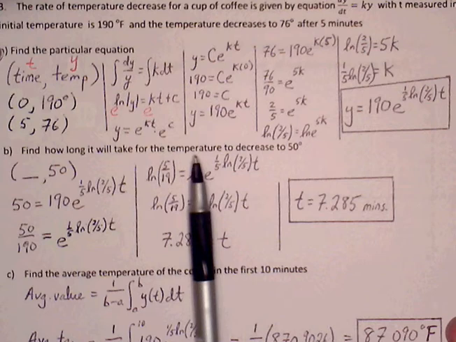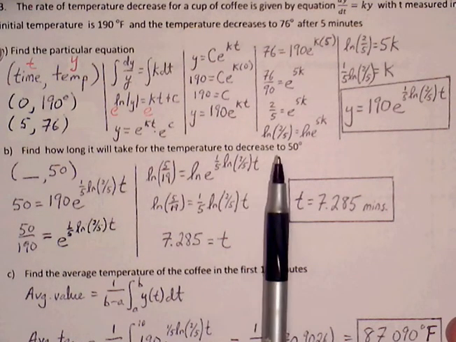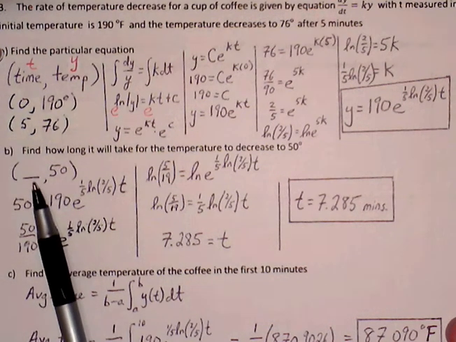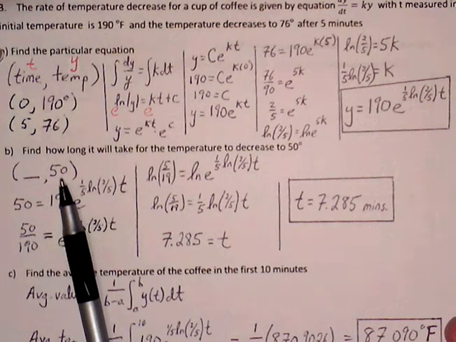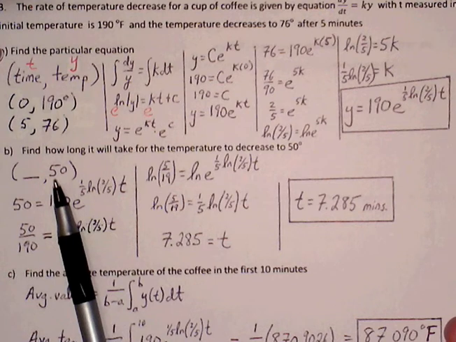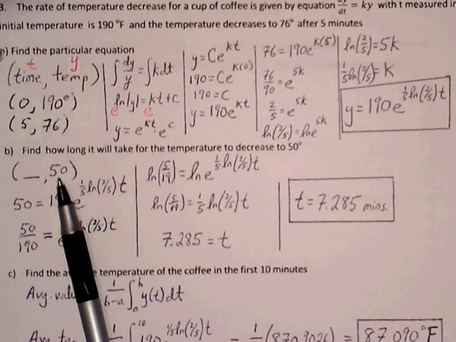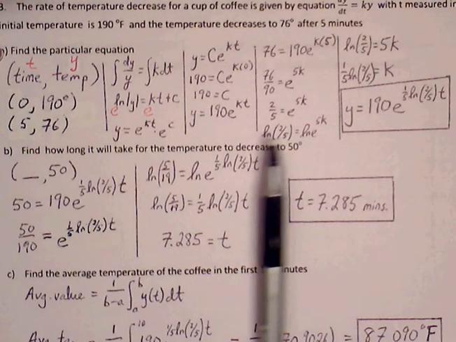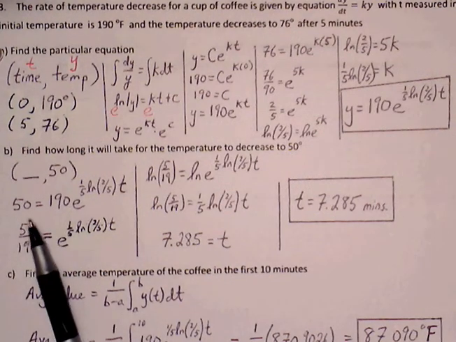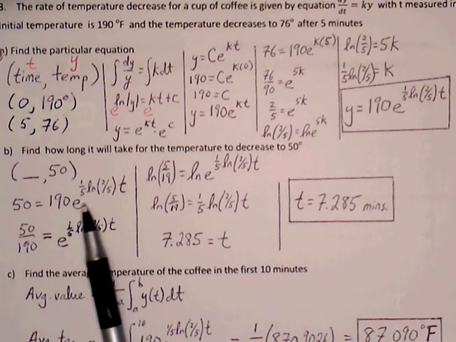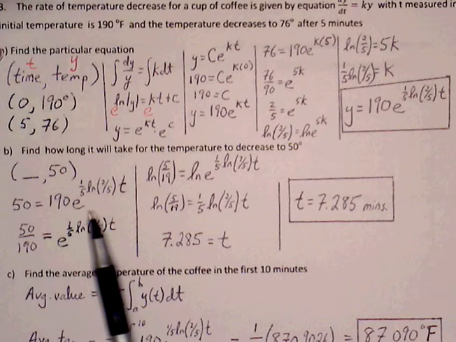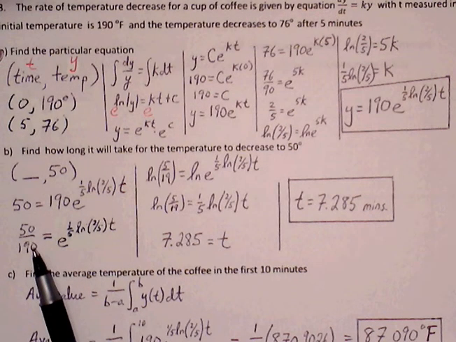Okay, part B, find how long it will take for the temperature to decrease to 50 degrees. So let's create our ordered pair again. We know that after a certain amount of time, the temperature will decrease to 50 degrees. So we're looking for a particular t value given a y value, given a specific temperature. So we can plug this into our particular solution and solve for t. So 50 plugs in for y is equal to 190 e to the 1/5 natural log of 2/5 t. Divide both sides by 190, and that reduces to be 5/19.